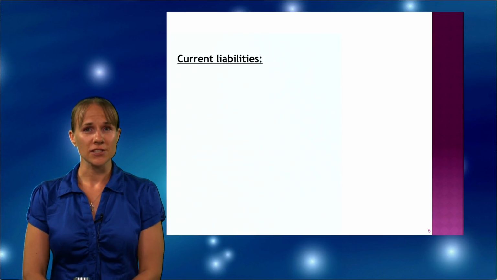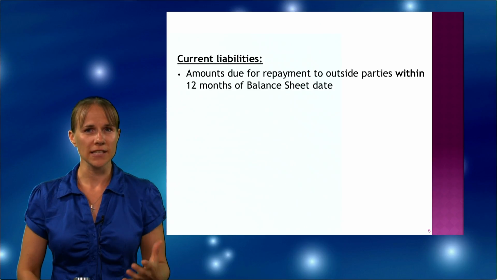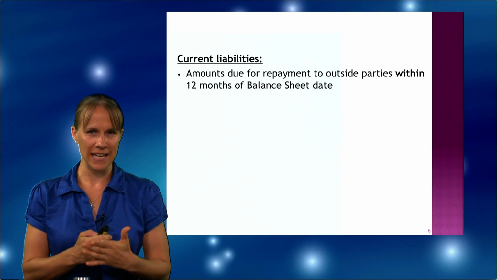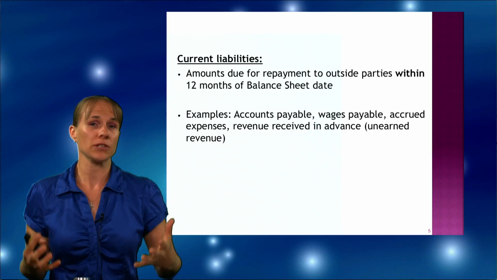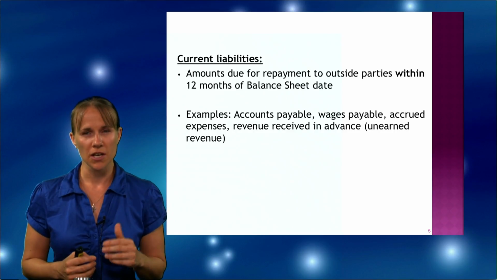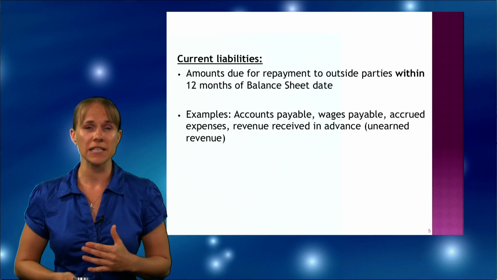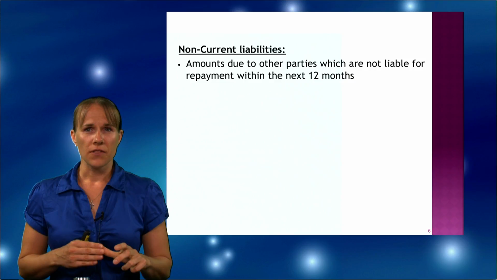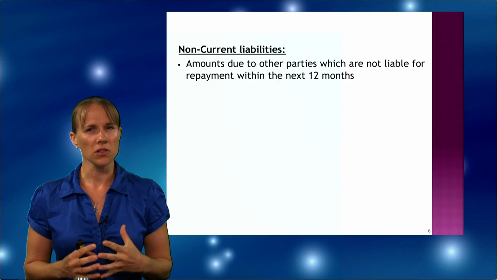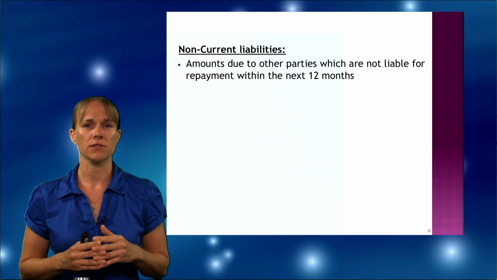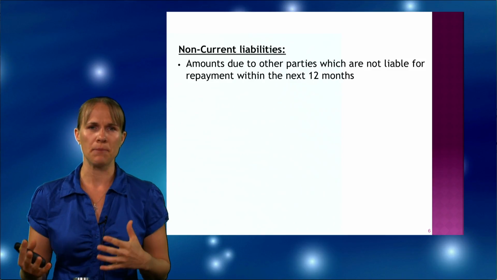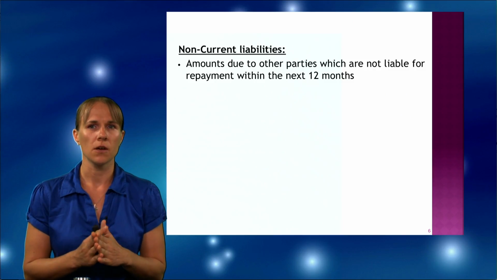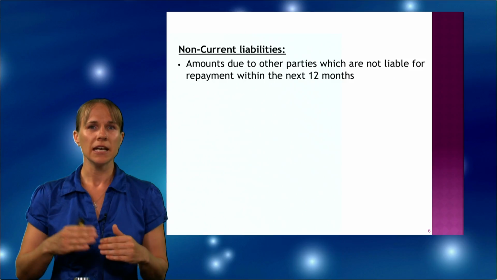Now looking at the liabilities, our current liabilities. These are amounts due for repayment to outside parties within 12 months of the balance sheet date. Examples here are your accounts payable, your wages payable, accrued expenses, revenues received in advance. Non-current liabilities. These are amounts due to other parties which are not liable for repayment within the next 12 months. So that's your longer term debt. It could be a bank loan, say a 3 or 4 year bank loan, so it's not due for repayment within the next 12 months.